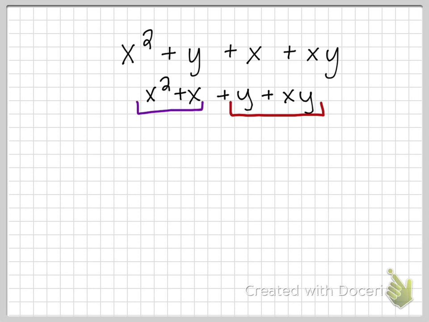This would be a group with a GCF, and this would be a group with a GCF. Oh, they don't have to be side to side. No, they won't necessarily give them to you in groups. You might have to move things around a little bit to make groups.